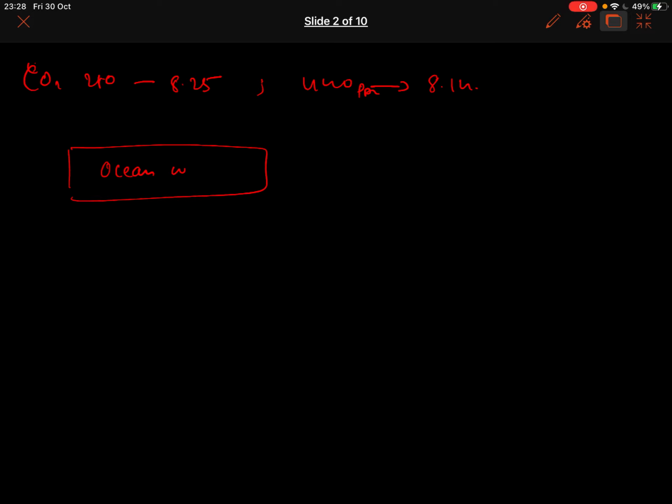Now we have seen CO2 concentration at 280 and pH at 8.25, and then CO2 concentration went to 440 ppm and pH came down to 8.14. So let us see. This is ocean water and this is CO2. As CO2 comes in contact with water or is absorbed in water, it forms carbonic acid.